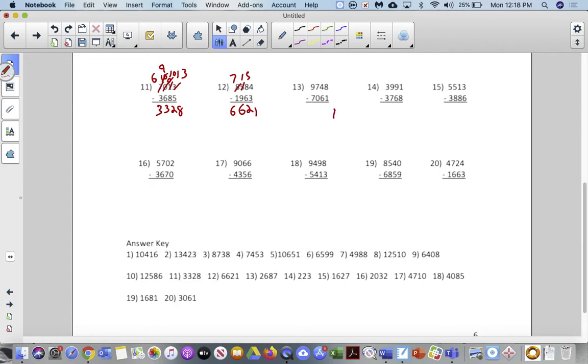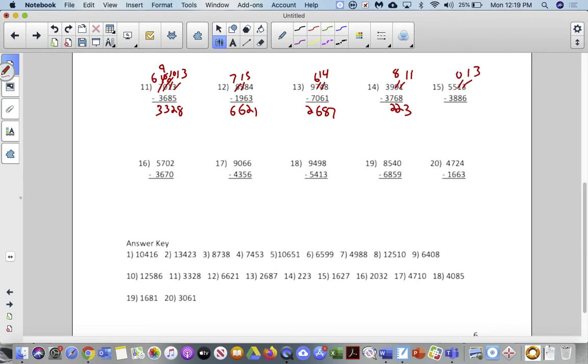Next, 8 take away 1 is 7. 4 becomes 14. This becomes 6. 14 take away 6 is 8. 6 take away nothing is 6. 9 take away 7 is 2. 2, 6, 8, 7. Can't borrow, so this becomes an 8. This becomes an 11. 11 take away 8 is 3. 8 take away 6 is 2. 9 take away 7 is 2. And 3 take away 3 is 0. So 223.